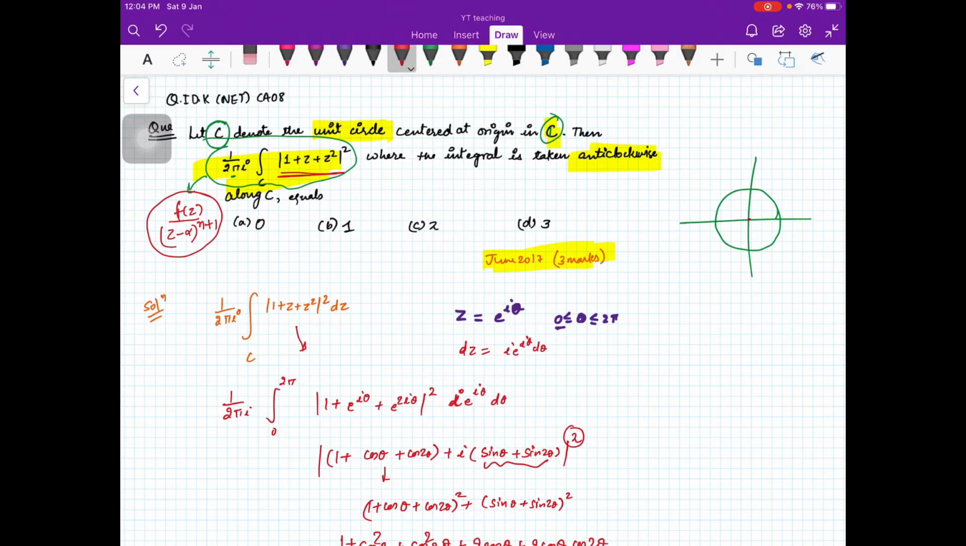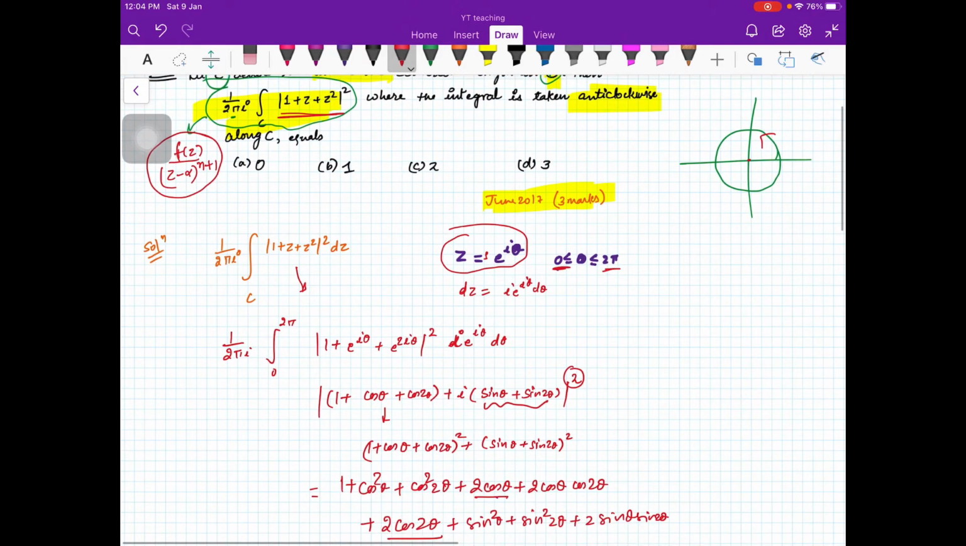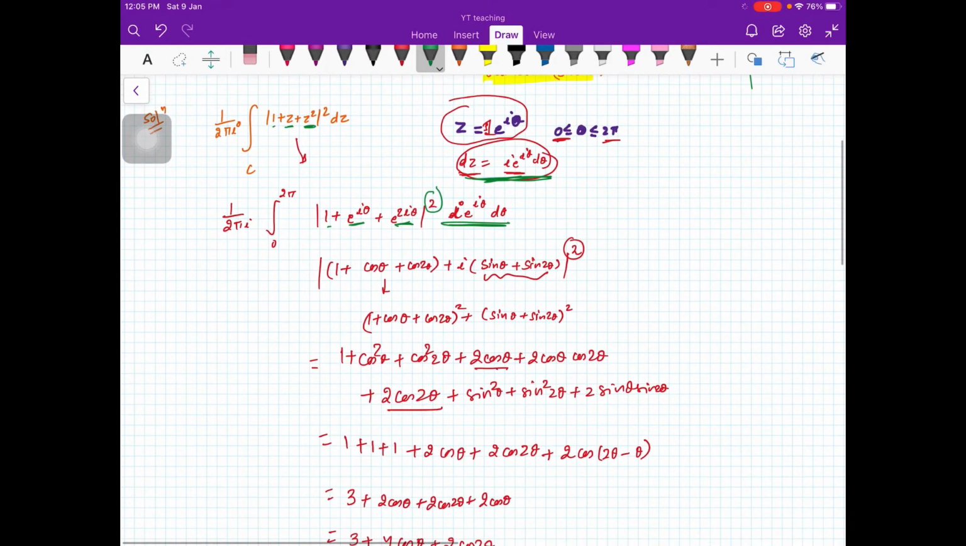So you will just write z is equal to e raised to the power iota theta, because the radius is 1. This is the parameterization of the circle where theta is from 0 to 2 pi. 0 to 2 pi means you are going anticlockwise. So dz will be iota e raised to iota theta d theta. So you just put it here: 1 plus, in place of z you write e raised to iota theta, in place of z square it will be e raised to 2 iota theta, mod square, and in place of dz you write iota e raised to iota theta d theta.